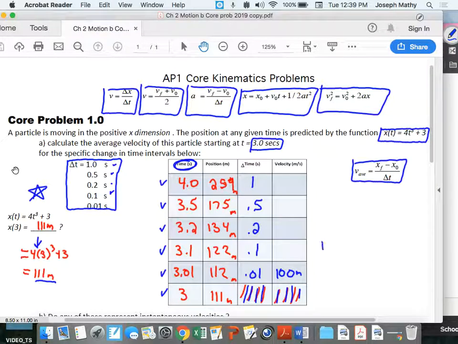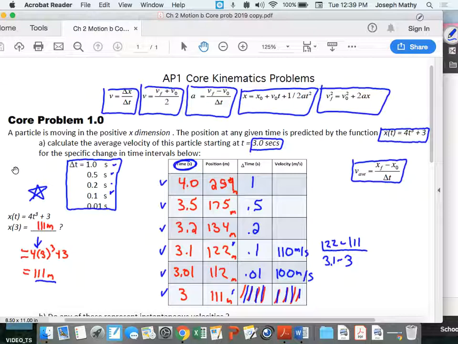So for this one, we've got 122, because that's the final position, minus the initial position, which is minus 111. And then we've got to see what the time was. Oh, it was 3.1 minus 3 seconds. So that's pretty easy. 122 minus 111 is 11. And we'll divide that by 0.1. This is 110 meters per second.